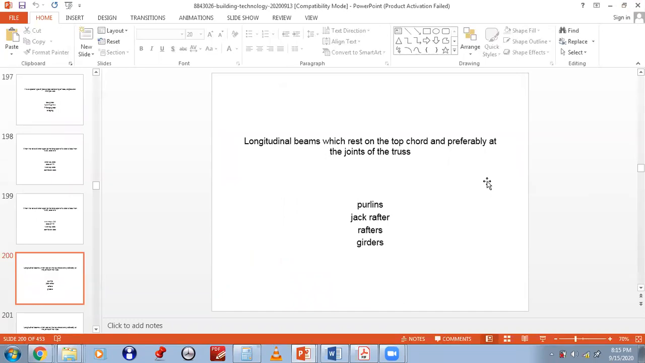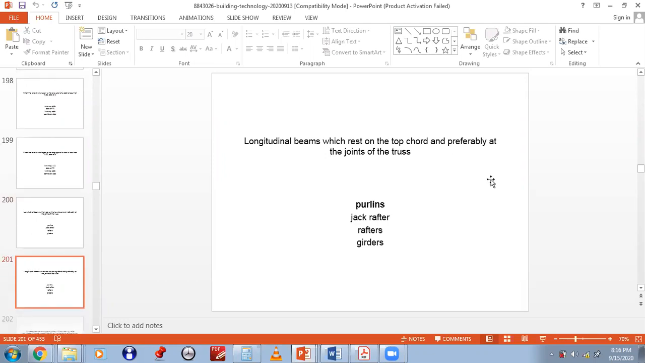Are these purlins? Purlins. Janilyn, do you know this? Good afternoon. She's in my class or not? No, she's not in my class.